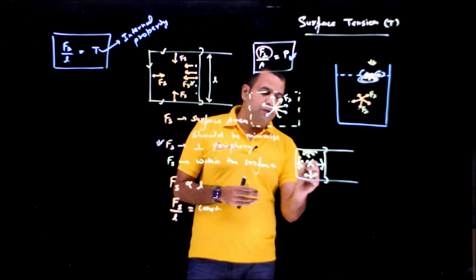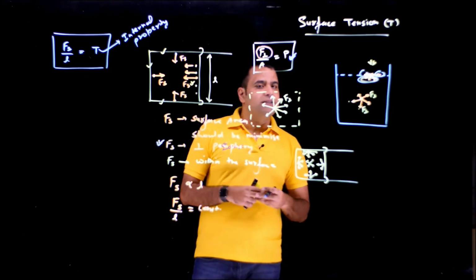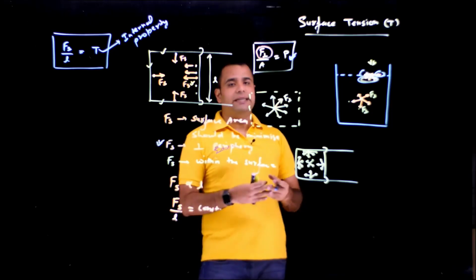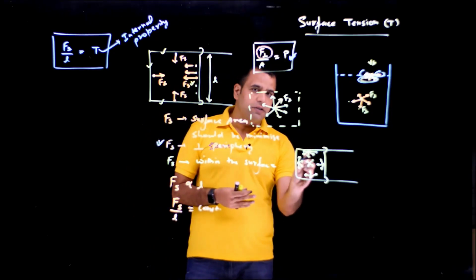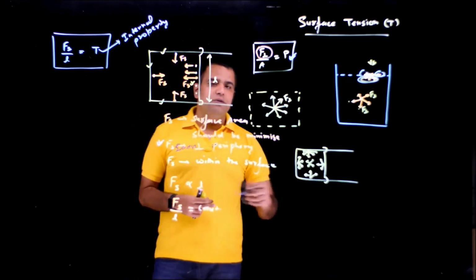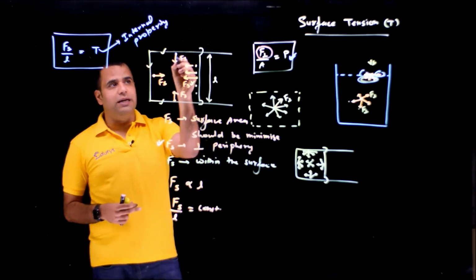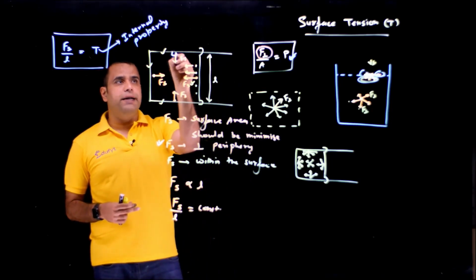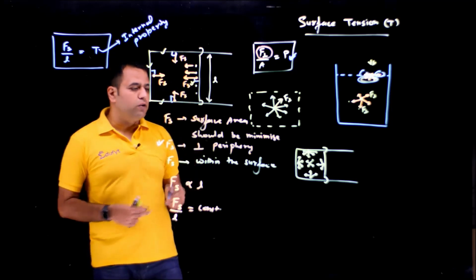For the particles which are inside, the net force was 0. So with these particles we cannot proceed. We can calculate the surface force here also, but we cannot proceed. So what we did, we went for the particles which are nearby to the periphery, which are connected to the periphery. And for those particles, we came to know that these forces are acting perpendicular to the periphery everywhere.